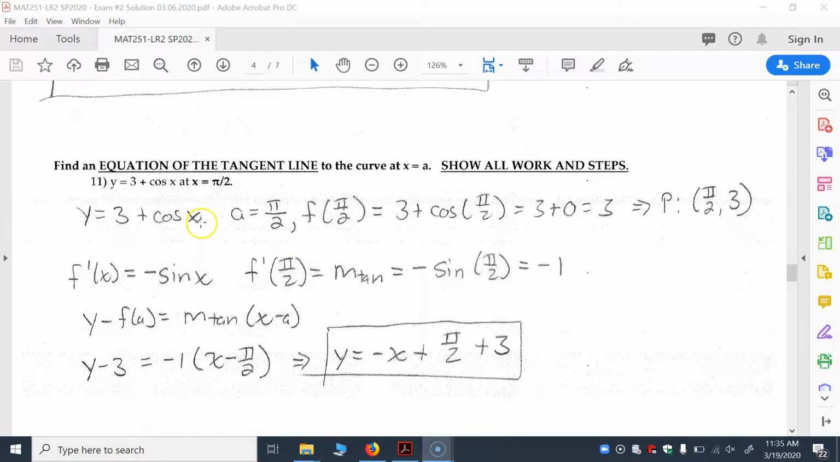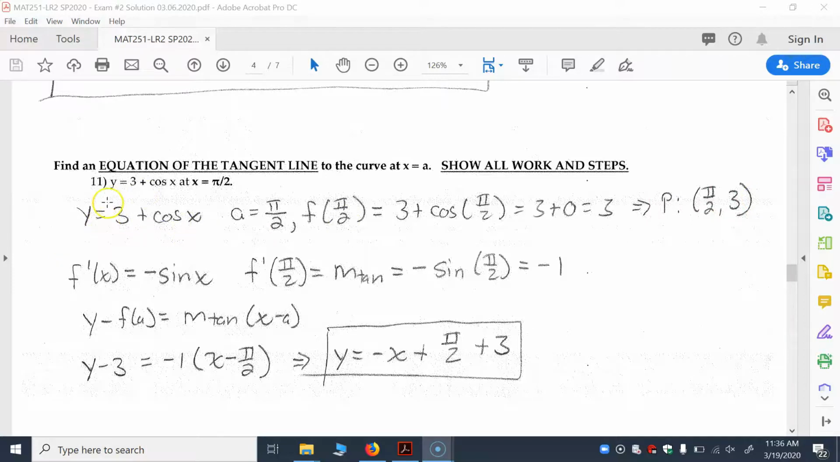Okay, number 11. Now, here we want to find the equation of the tangent line with the trig function. We had done a practice problem similar to this in class. All right, so a couple things. One, they give you an x value of pi over 2. We're going to need the y value. So plug in the x value. Cosine of pi over 2 is one of our special values, which is 0. So 3 plus 0 is 3. So this is our x and y value, the point we're going to get the slope of the tangent line at.